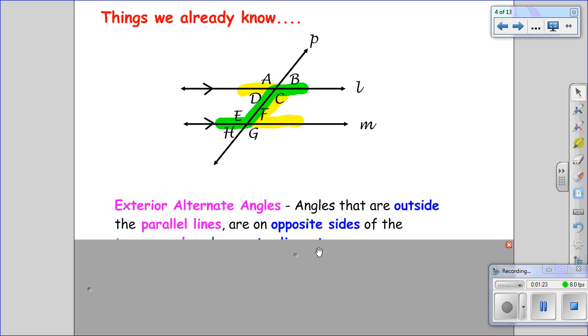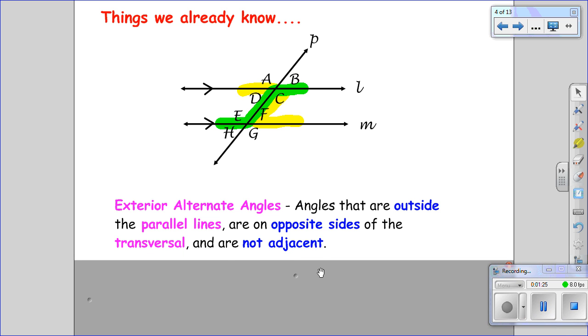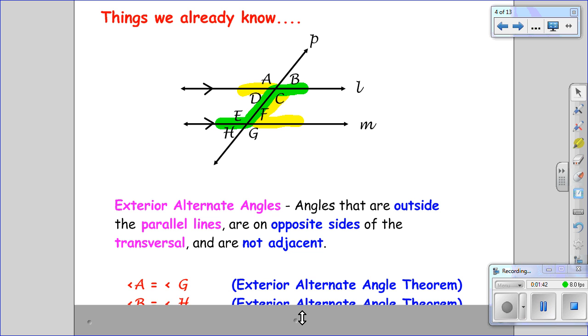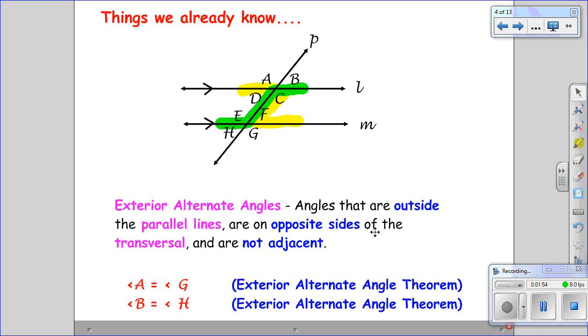Exterior alternate angles are angles that are outside the parallel lines on opposite sides of the transversal. For example, angle A is outside the parallel lines on the left of the transversal, and if I move to the right side and to the other side of the parallel lines, that would be equal to angle G. Similarly, angle B is above the parallel lines to the right of the transversal. So when I go to the left and below the other parallel line, that's equal to angle H, and they are exterior alternate angles.